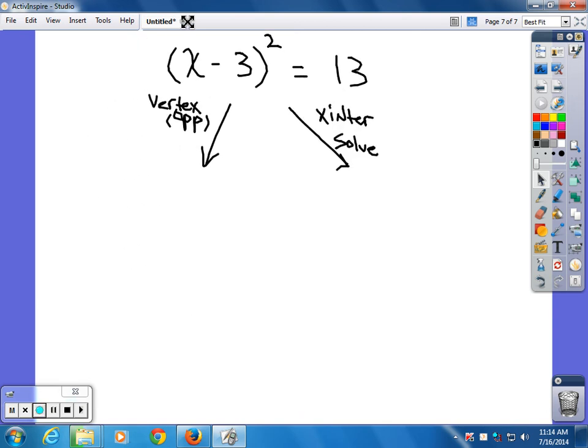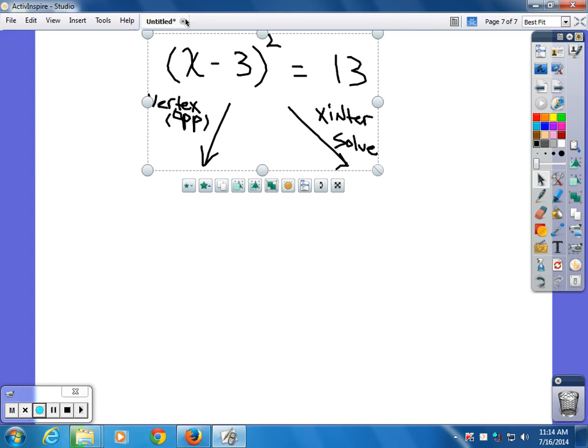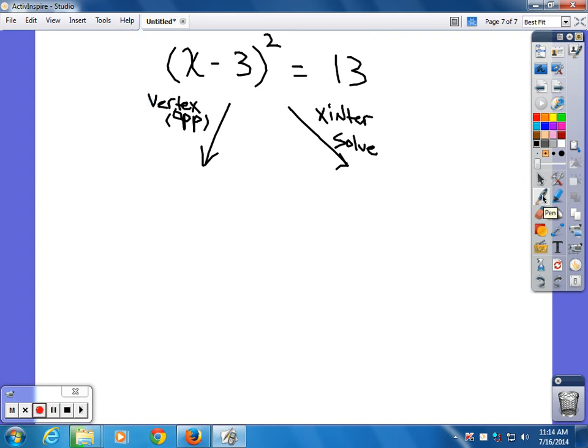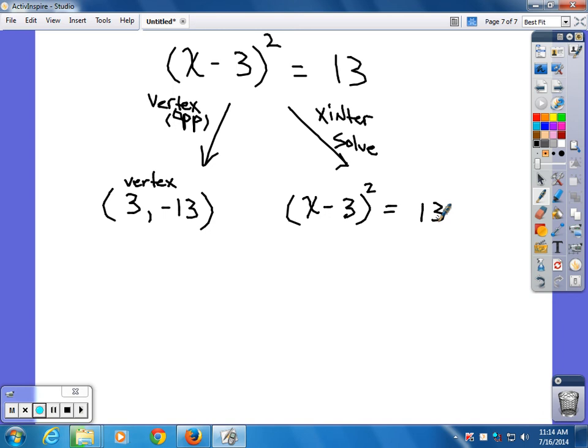All right, so there's our problem. And what's our vertex? It'll be positive 3 and negative 13. And our x-intercepts: x minus 3, quantity squared, is equal to 13. I'm going to do the radical in red so you remember that that is coming from somewhere else. You know, to undo a square, you take the square root of both sides.